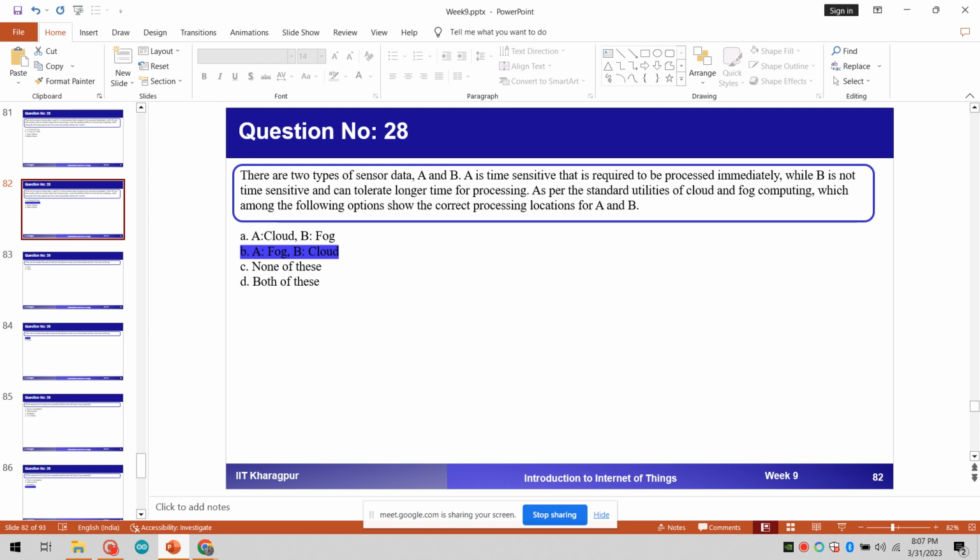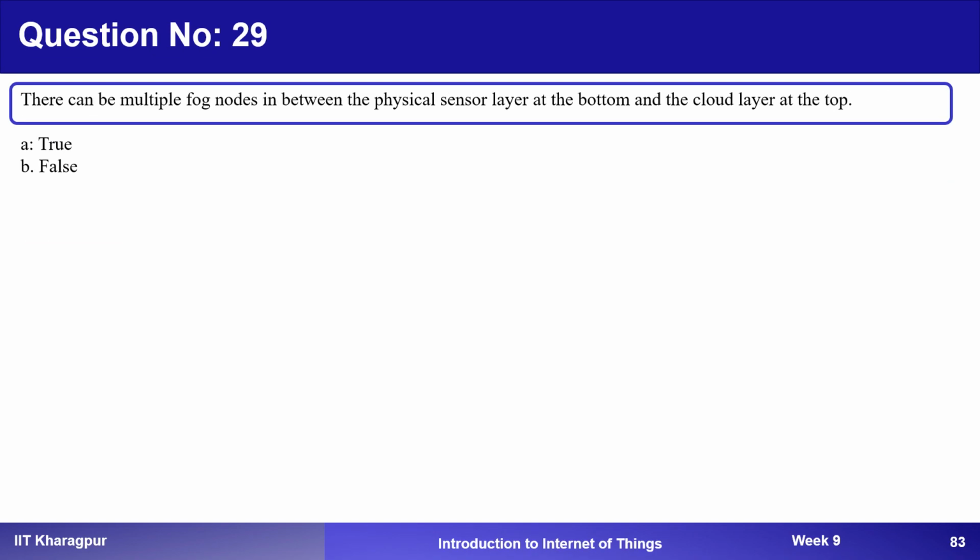You will get the complete questions at the YouTube link. Only two questions are left. You can hear me, I'll speak a little slower. So question number 29 is, there can be multiple fog nodes between the physical sensor layer and the cloud layer. True or false?